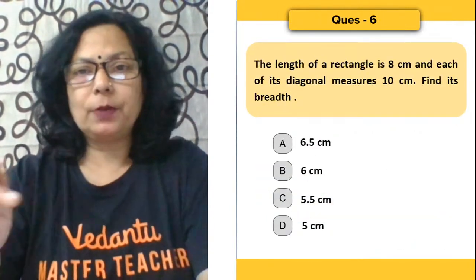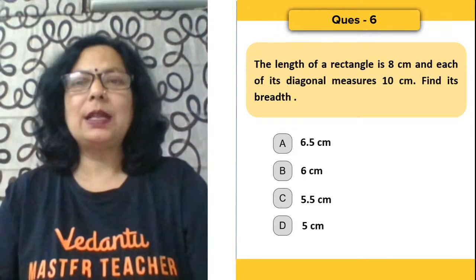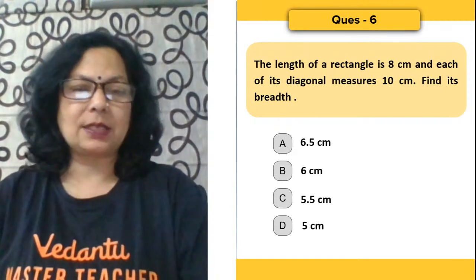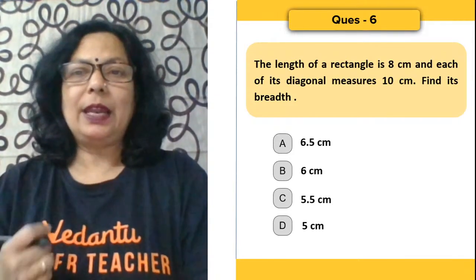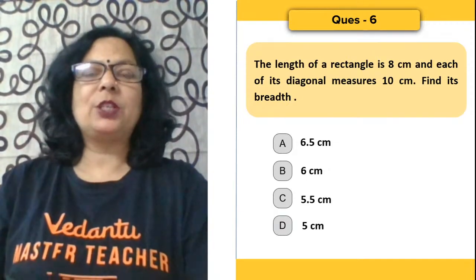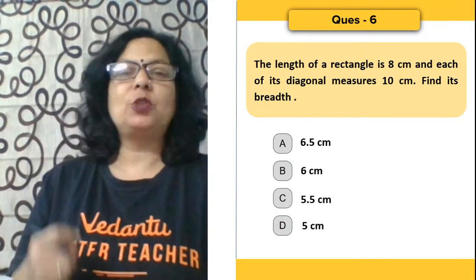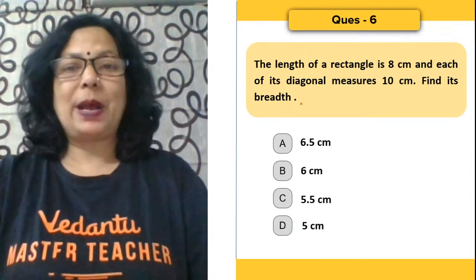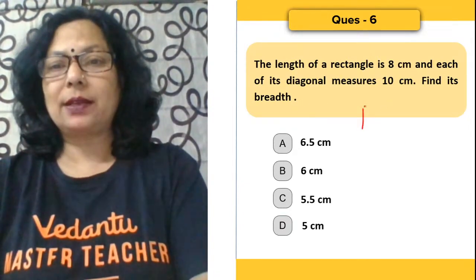Very good. Next comes quiz number 6. We have to finish it quickly. Yes, we have reached midway. The length of the rectangle is 8 and each of its diagonals measures 10. Find its breadth.